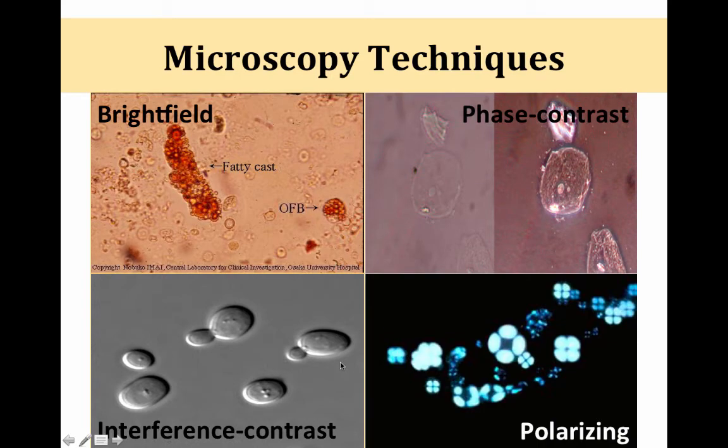Last but not least is polarizing microscopy, in which you're applying a filter to the light so that the light that's shining through the specimen is all traveling in the same plane. This is used primarily to help identify objects such as oval fat bodies or fatty casts, because under polarizing light, as you've heard before, they will produce what's known as the Maltese cross formation, and that's indicative of fat in the urine. Also, starch granules tend to produce a pattern like this, and so it helps us to identify what we're seeing a little bit more.